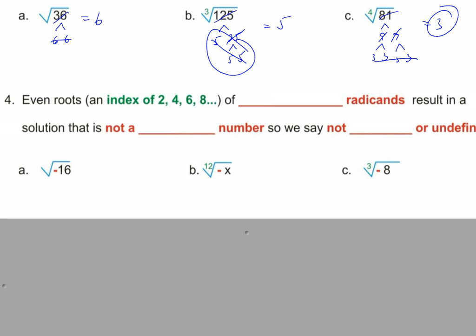All right, so any even index of 24, index of 78, index of 132, though we wouldn't deal with indexes that big, but any even index of negative radicands result in a solution that is not a real number. Oh no. All right, I thought I was getting principal root. That's coming later. Let's still deal with negative radicands.